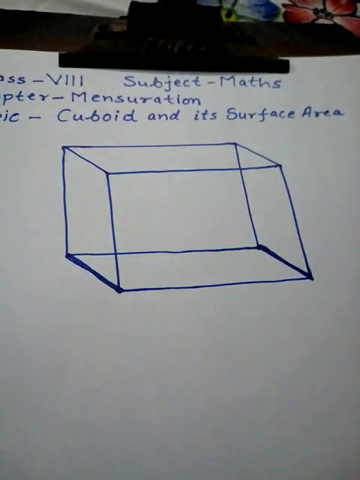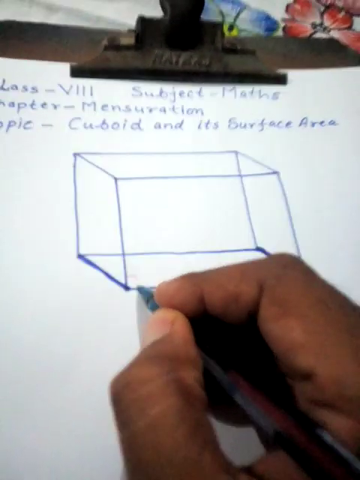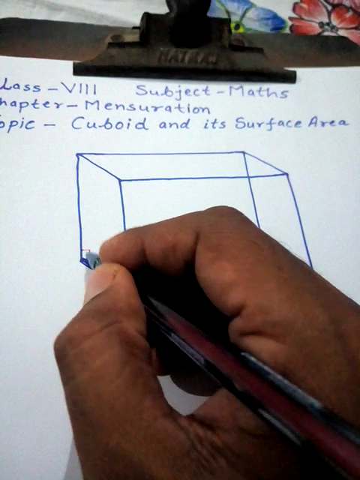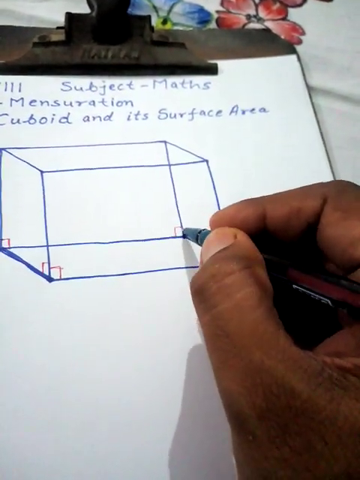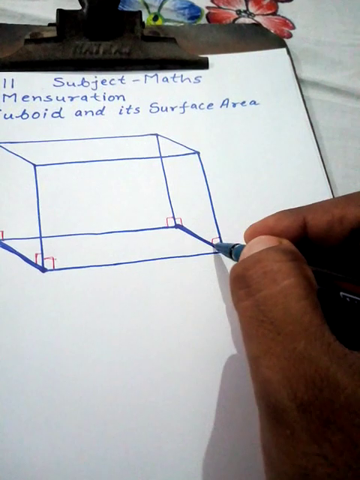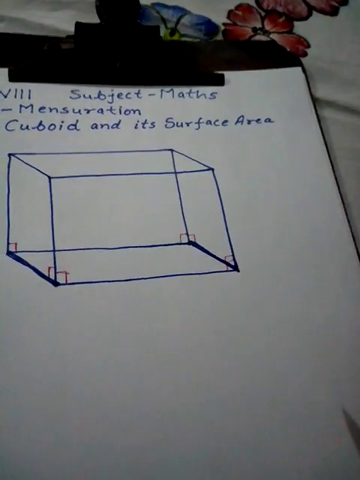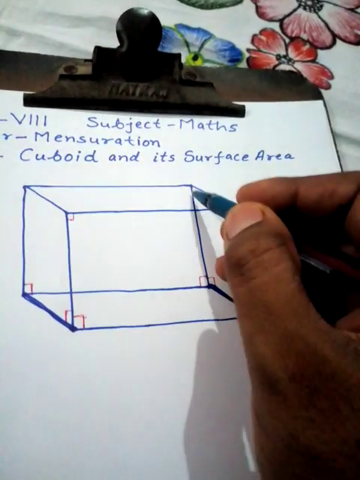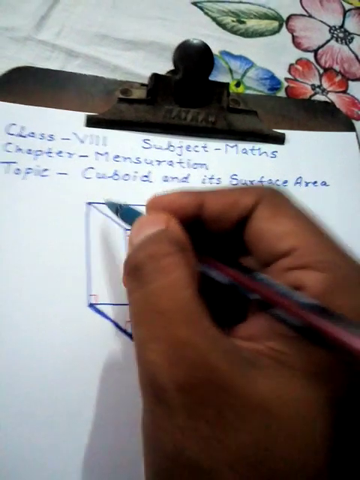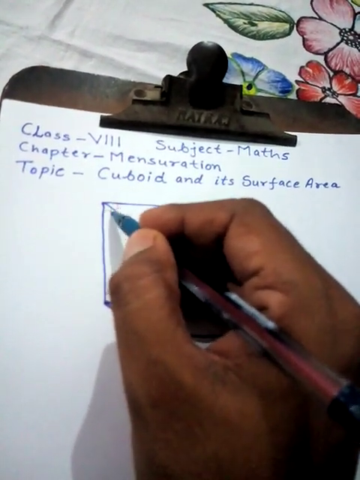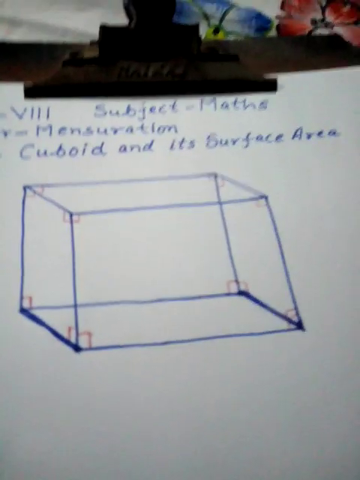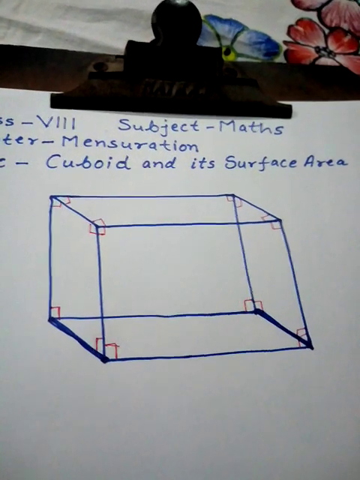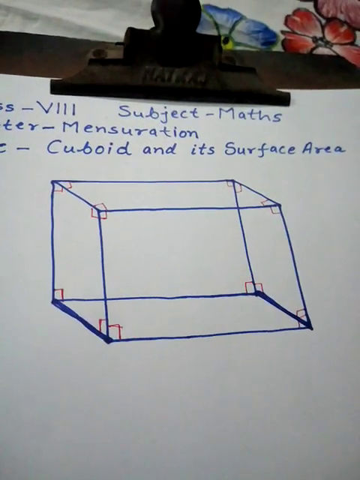are perpendicular to each other. That is, this is perpendicular to this side, this is perpendicular, this is also perpendicular, and so on. These all sides are perpendicular, and likewise here also these all are perpendicular to each other. So students, this is the cuboid.